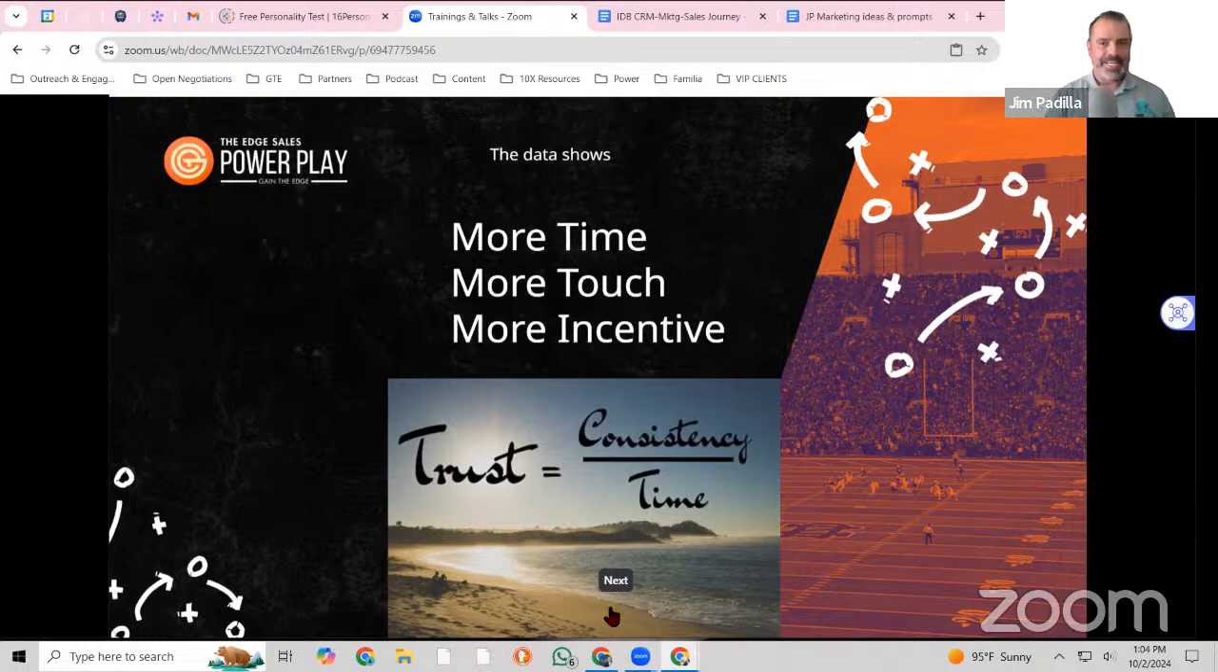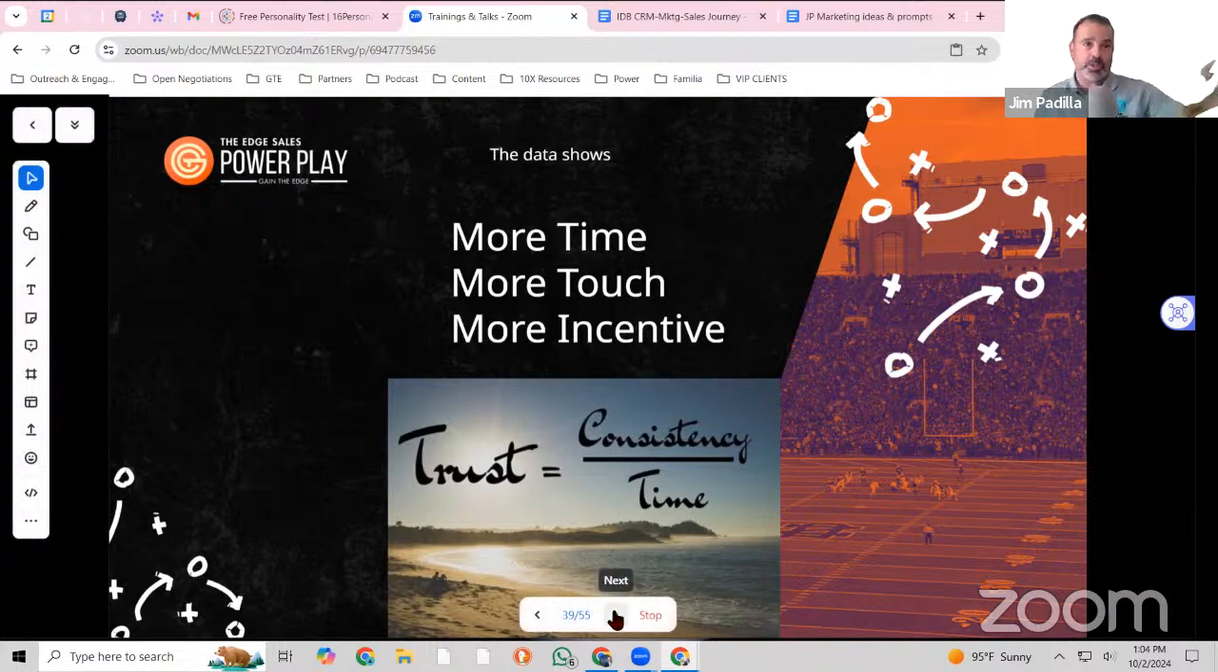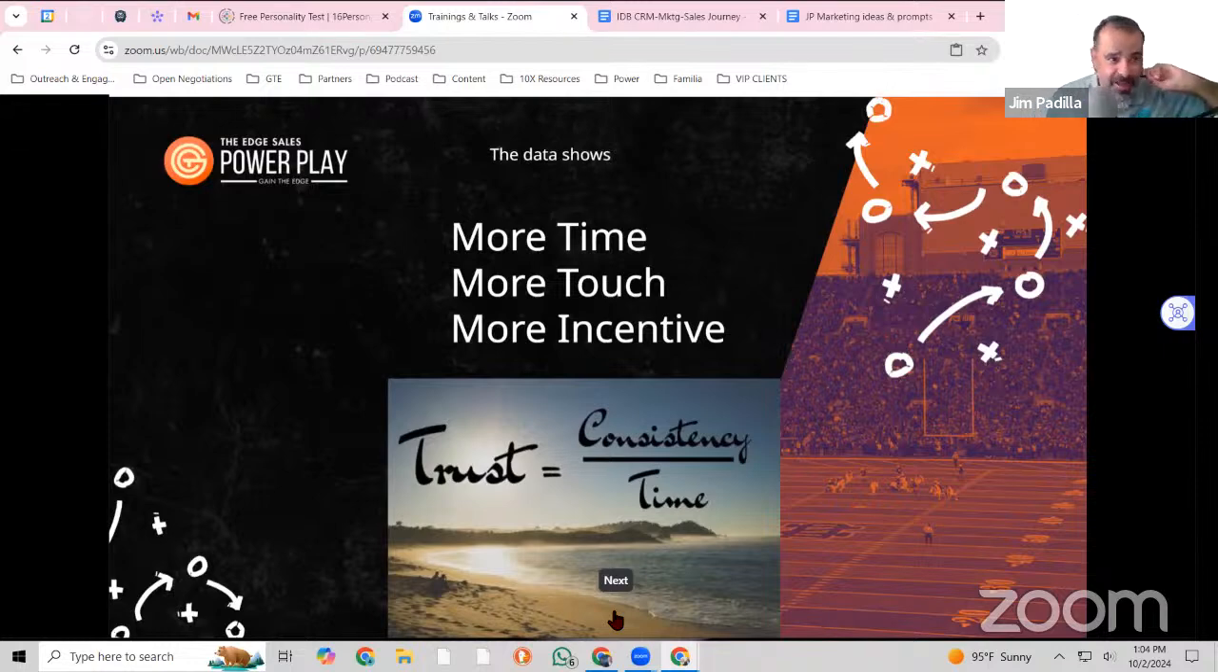Doesn't mean lower prices. It means minimizing risk, showing people that you actually have the goods, that you know what you're talking about, because trust equals consistency over time. That's what most of us are trying to shortcut. The faster we try to do this, we're trying to deliver amazing trust on the front end. And bottom line is, no matter how much you do that, you can't make people make a decision faster. 10% of the buyers out there are going to be the ones who come to you on the first click. Everybody else needs more touch, more time, and more incentive. That's always been the case. The only difference now is even more touch, more time, and more incentive.